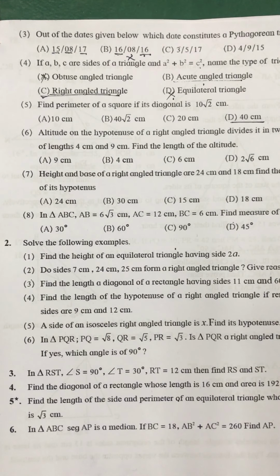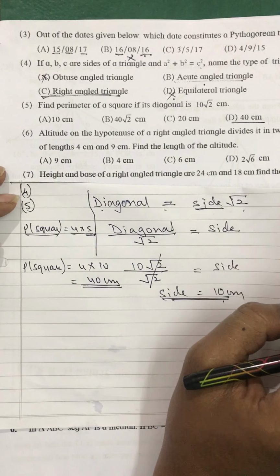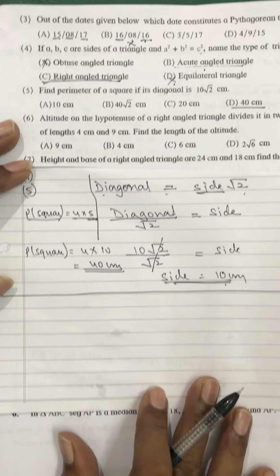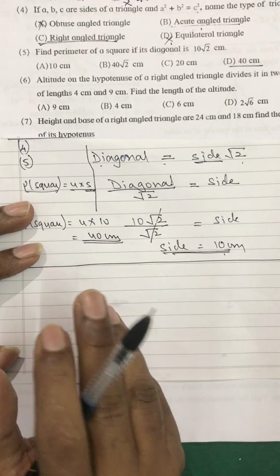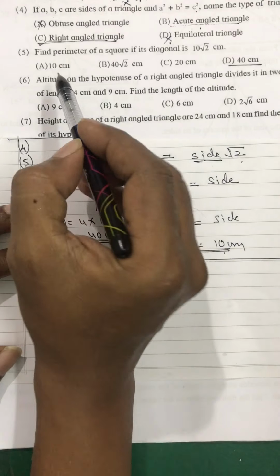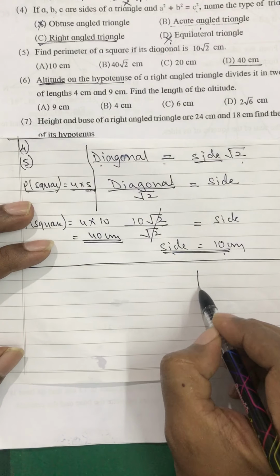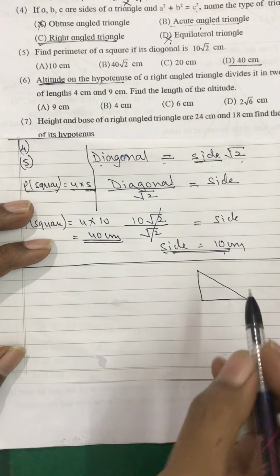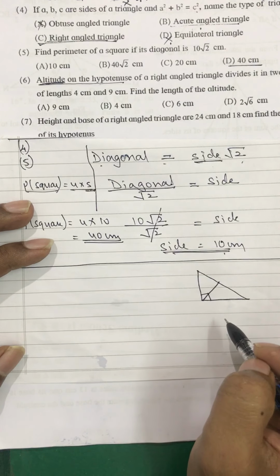Now going to the 6th question. Here they are telling that the altitude on the hypotenuse of a right angle triangle divides it into two parts. Basically here also you should be able to draw the diagram, my dear students. Altitude means a perpendicular drawn on the opposite side. But here they are telling altitude on the hypotenuse, meaning a perpendicular drawn on the hypotenuse. So there is a right angle triangle, and a perpendicular is drawn on the hypotenuse. It is like this. Are you getting?